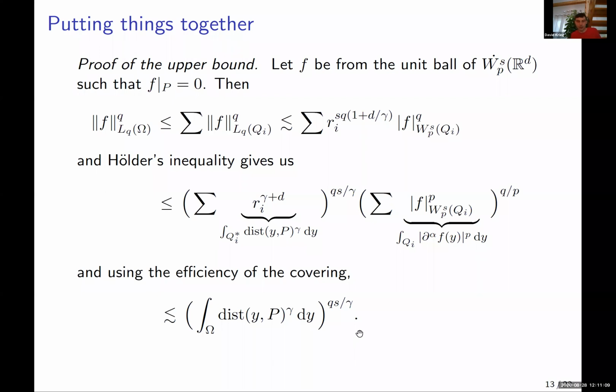And if you now consider what we get, then that's actually what we wanted to prove. We have the gamma norm of the distance function to the power of s. The q vanishes because I have this q here in the beginning.